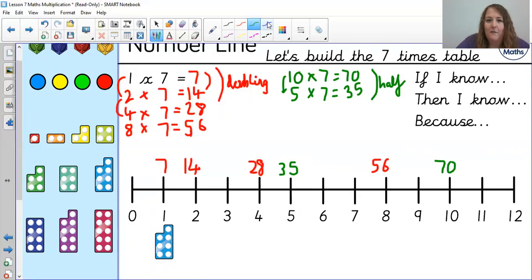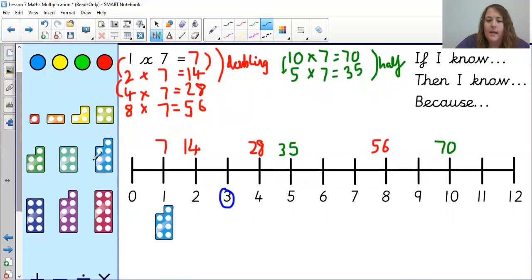Excellent. Okay, hopefully we're now going to carry on to our next colour. So I'm going to take the blue this time. What's the next one we can work out? The next one I'm going to do is my 3s. So I'm going to move it down just a little bit so we can have a bit more room down here. And how do I know this?